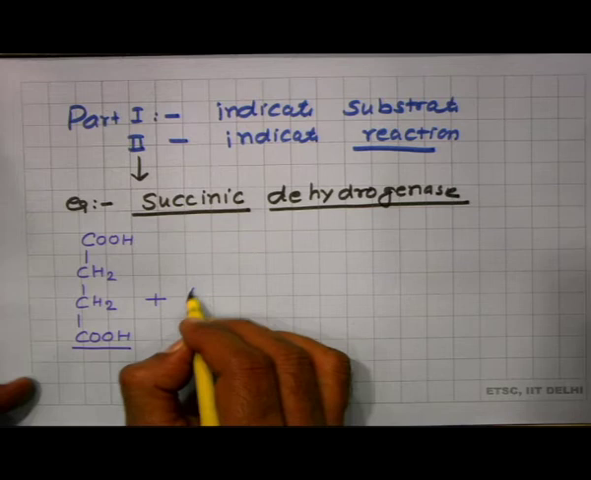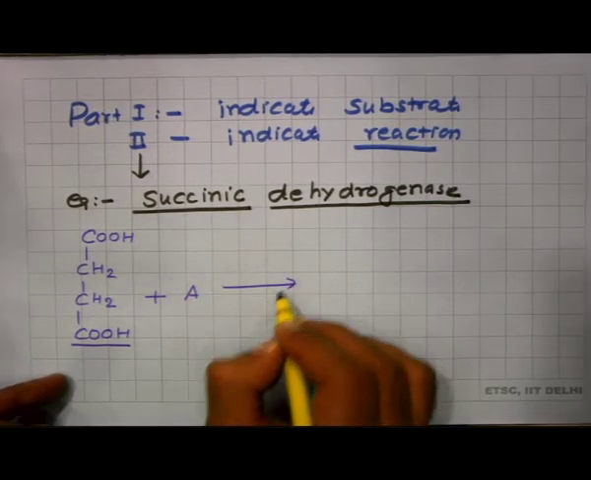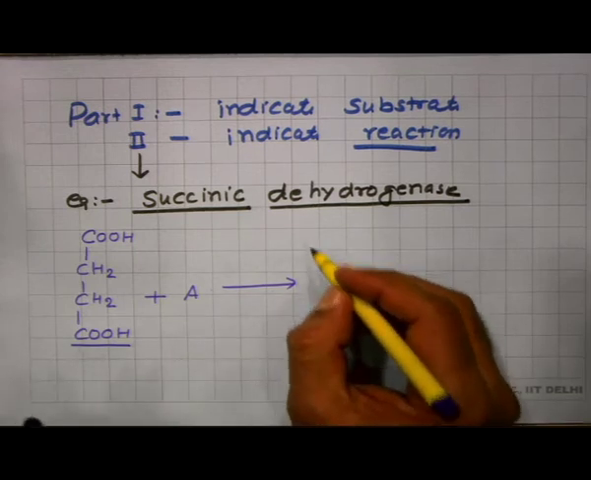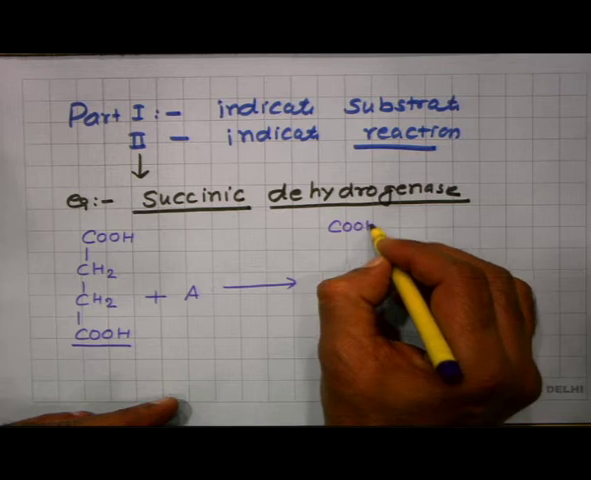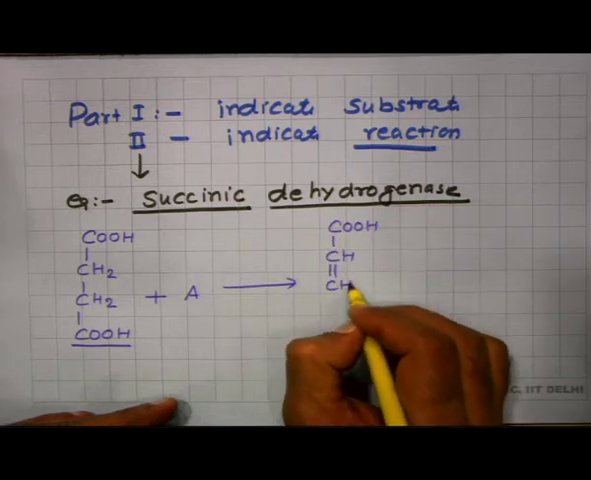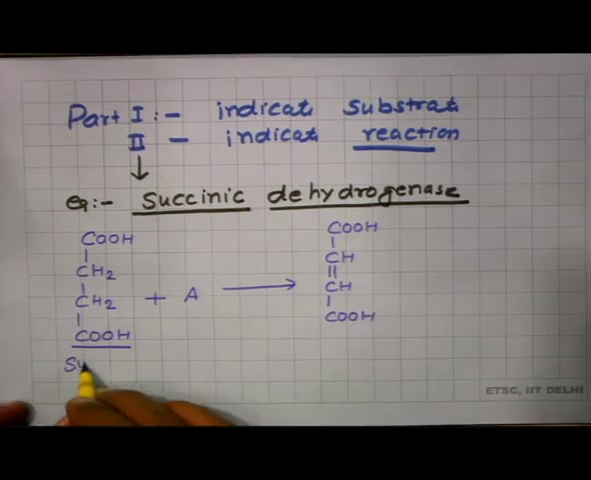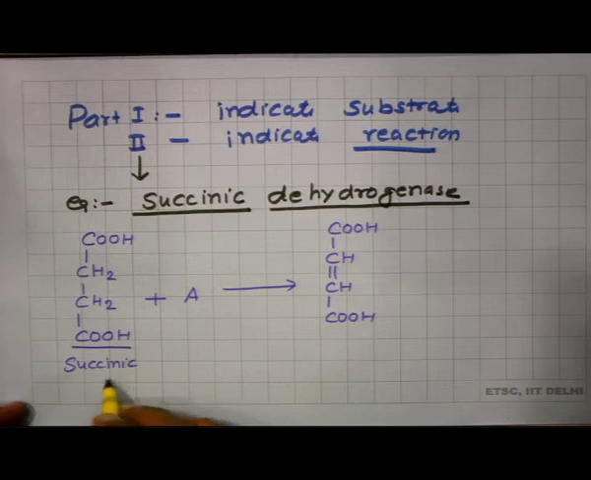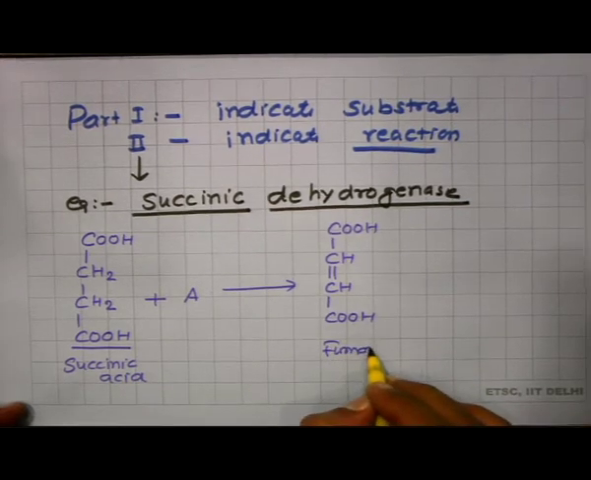When it combines with the... now it forms COOH, CH double bond COOH. Here the succinic acid is converted into fumaric acid.